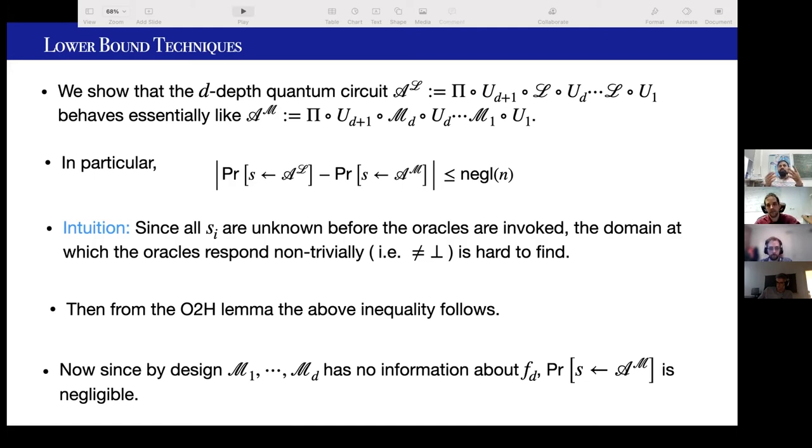So to wrap up this problem, at least: we defined a problem where we tried to impose serial nature in the problem. Then we constructed some Sidoj, used the O2H lemma to prove that Sidoj and the actual oracles are the same. And then we proved that the probability that the quantum algorithm will output S is negligibly small. So this means that the QCD circuit will not be able to solve this problem or find it.